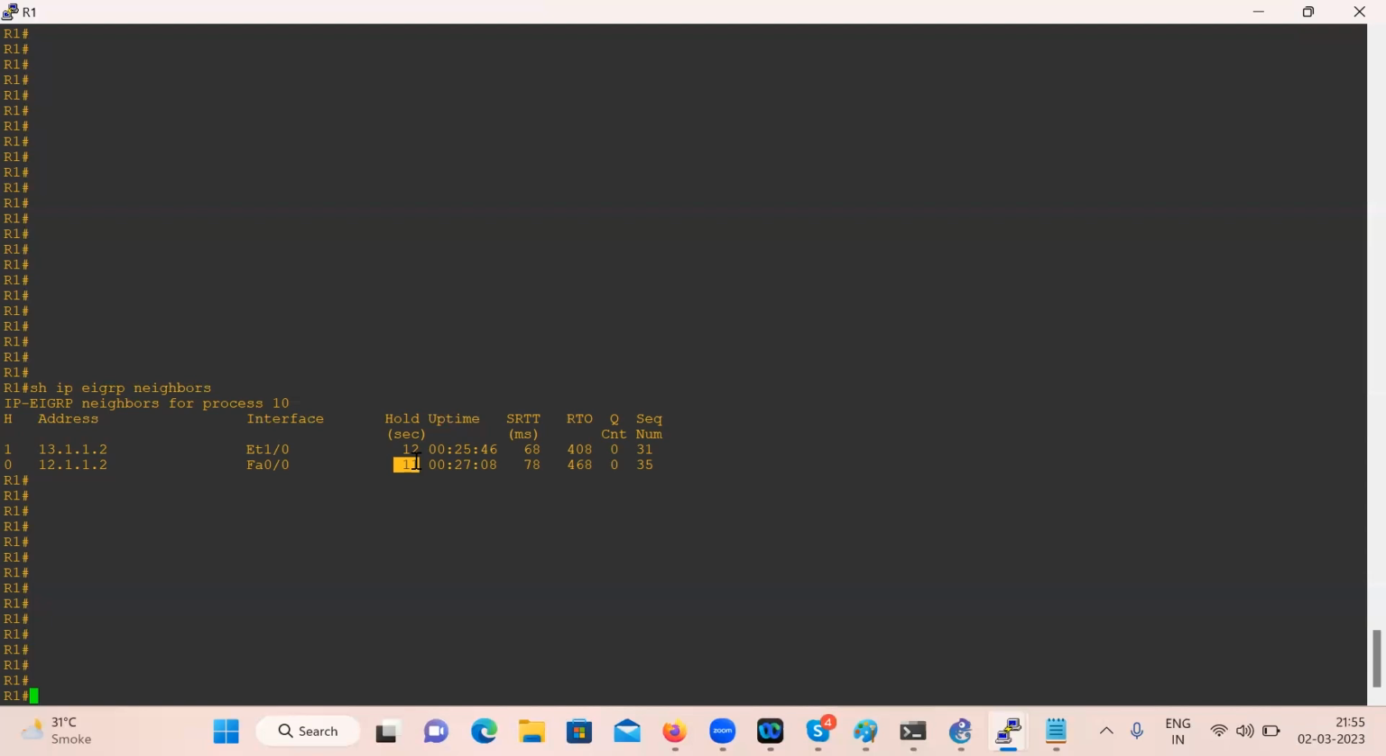So every 5 seconds, two routers always exchange a hello with each other. If any router fails to send a hello, its neighbor router will wait for 15 seconds to get a hello from router 1. If router 1 isn't able to send any hellos for 15 seconds, router 2 will remove router 1 from its list of neighbors. Got it?